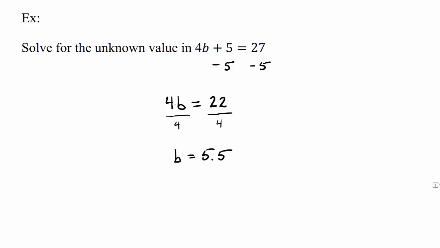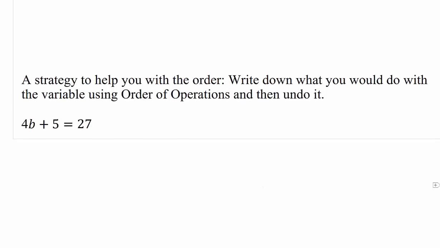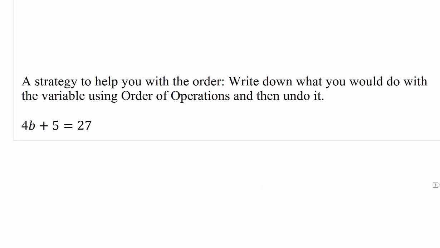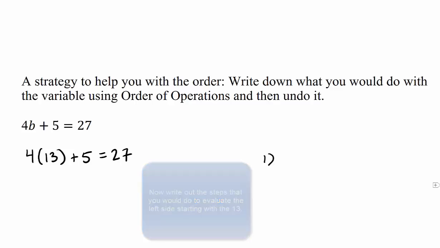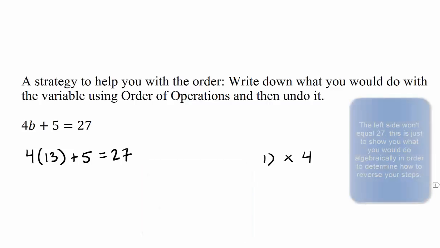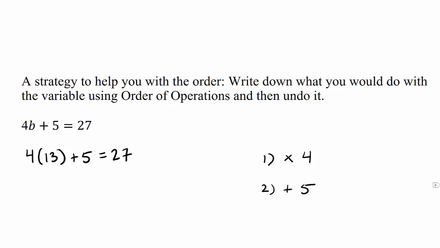Another strategy that you can use to solve is to take a number and substitute it in for b. So I'm going to take the number 13 just because it stands out. So this is going to be 4 times 13 plus 5, and that's equal to 27. Now, if you were going to evaluate this with order of operations, in step 1, you would take the 13 and multiply it by 4. Then you would take that result, and afterwards you would add 5, and that would give you your answer on the left-hand side.